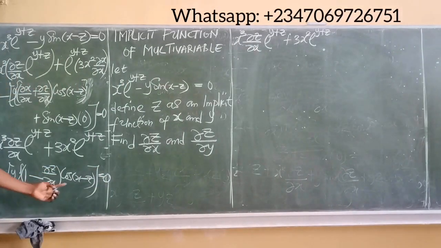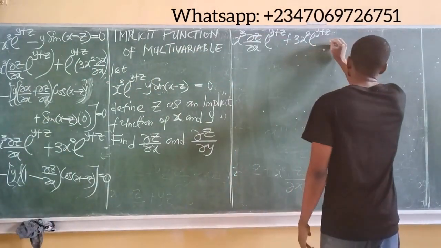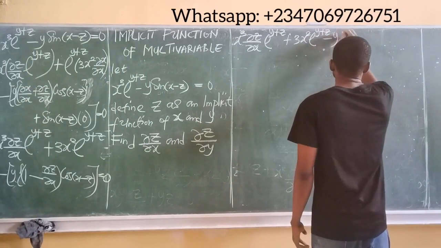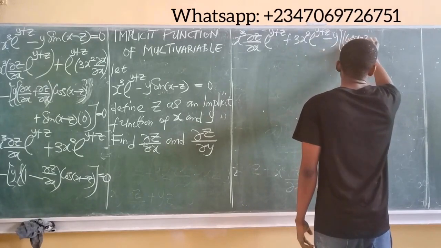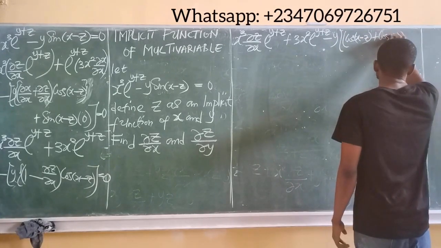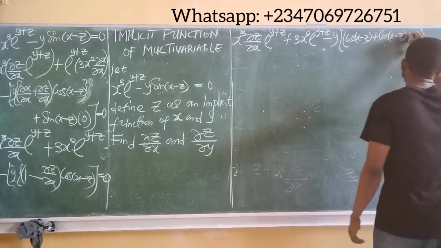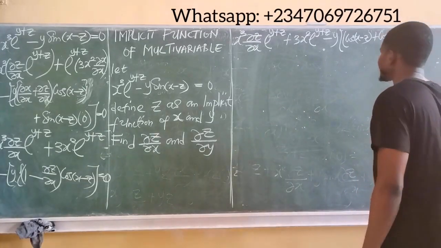Okay, I have that. Next is minus. Let's now expand this bracket with cos x minus z. Cos x minus z multiplies 1 gives us cos x minus z. Cos x minus z multiplies partial z partial x gives us cos x minus z partial x. So I simply have minus y into cos x minus z plus cos x minus z partial z all over partial x. So the whole of this is equal to 0.